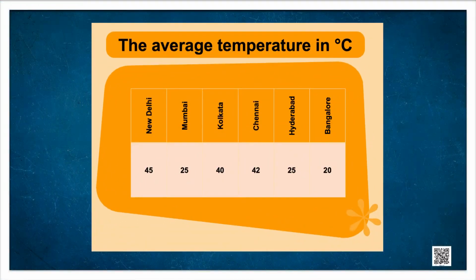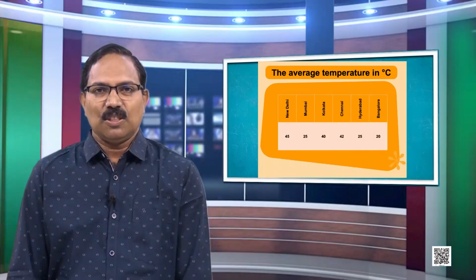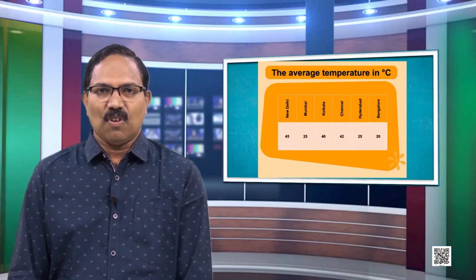The average temperature in degrees Celsius recorded in 6 metro cities of India on a particular day is given in the table. New Delhi 45 degrees Celsius, Mumbai 25 degrees Celsius, Kolkata 40 degrees Celsius, Chennai 42 degrees Celsius, Hyderabad 25 degrees Celsius, Bangalore 20 degrees Celsius. Now we want to draw a bar graph of this data.